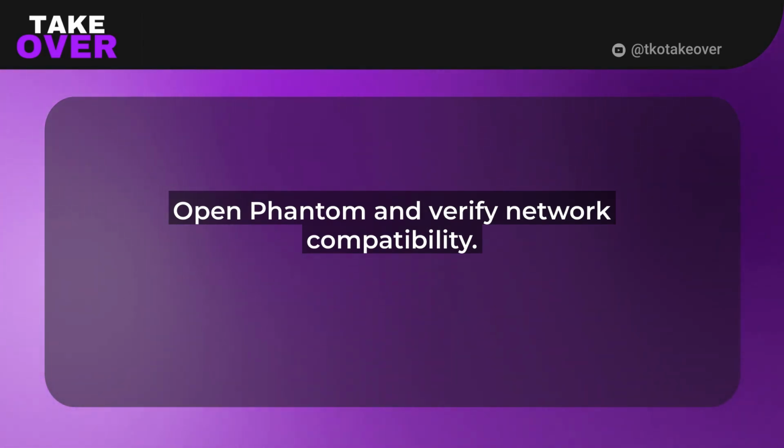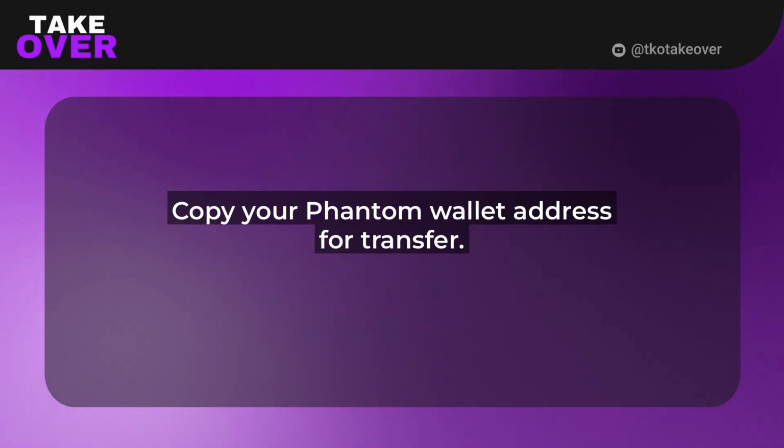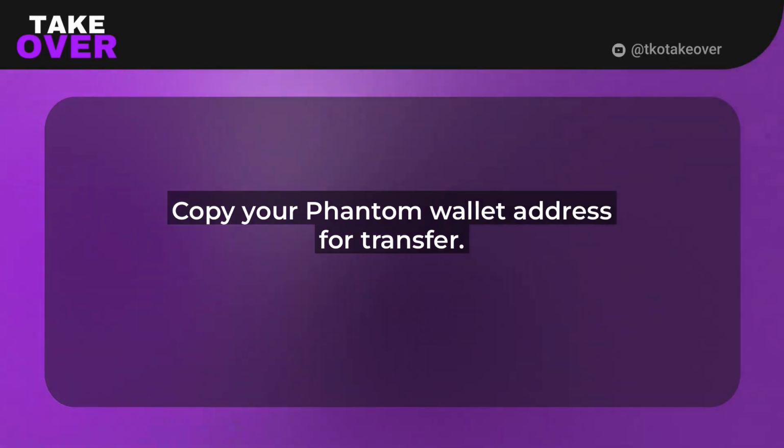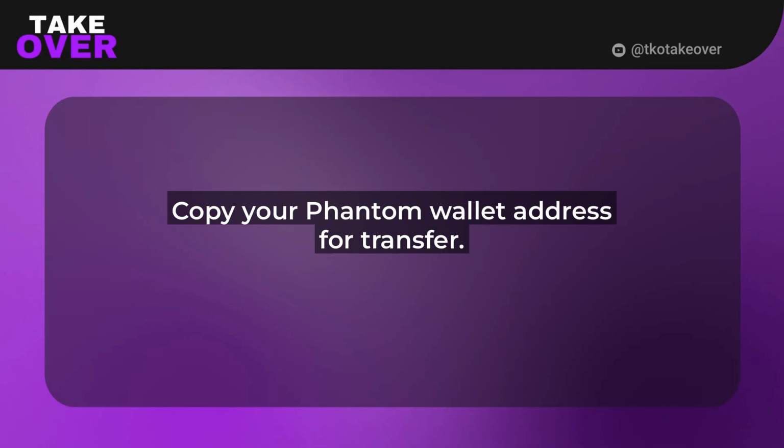Step 3. In Phantom, go to the Send, Receive section. Copy your Phantom Wallet address. Double-check it's for the correct network to prevent losses. Then, from your exchange or another wallet, initiate a transfer of USDT to this address. It might take a few minutes to a few hours, depending on network congestion.